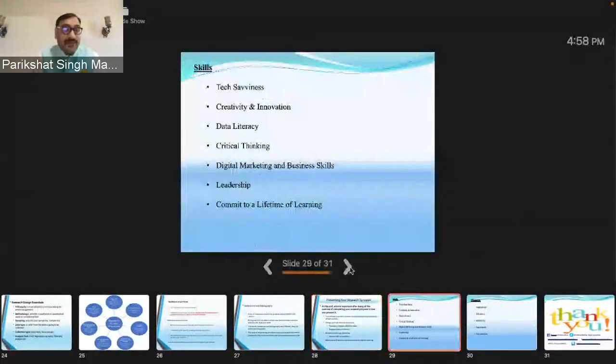Some skills that you would need if you want to write a good research synopsis, obviously: tech savviness. I've been focusing again and again on technology interventions because all the innovation that is being carried out is based upon that. So tech savviness is very important. If somebody knows how to use Excel properly, he does not need structural equation modeling. He does not need SPSS. Excel has so many things. So tech savviness is very, very important.